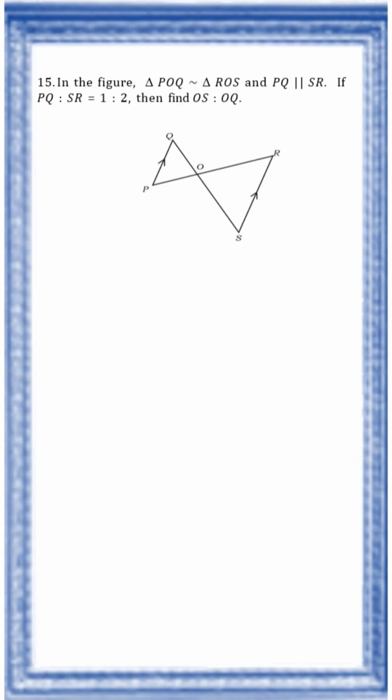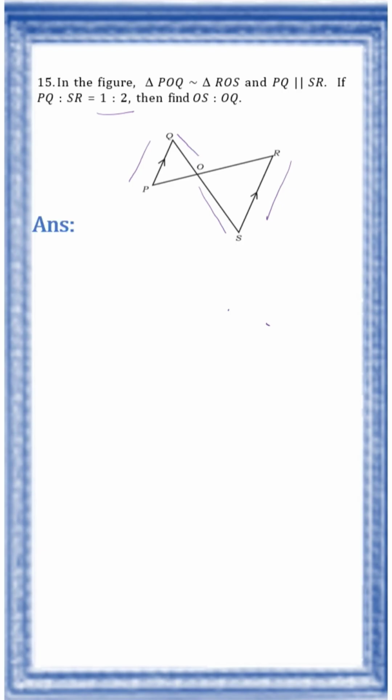Triangle POQ is similar to triangle ROS and PQ is parallel to SR. If PQ is to SR is 1 is to 2, then find OS is to OQ. Now we can tell that it is 2 is to 1, because OS and OQ are corresponding sides but in reverse ratio. Here PQ comes first, then SR. Here OS comes first, then OQ. So this ratio reverses. But I will explain a bit.